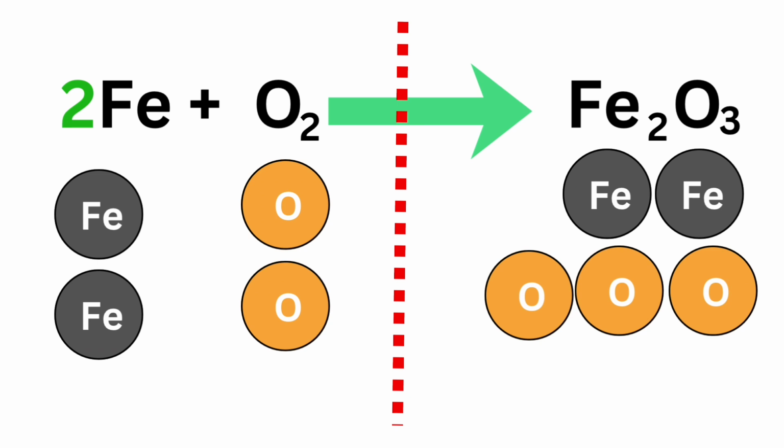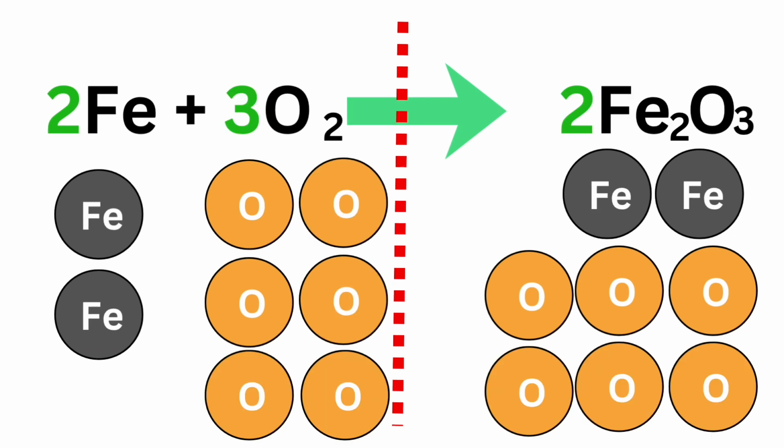So we need to find a way of balancing so that we have the same number of oxygen atoms on each side. You may have worked out that you could do this if you put a big 3 before the O2 on the reactant side and a big 2 before the Fe2O3. If you got that one right, then well done, because it's a tricky one.